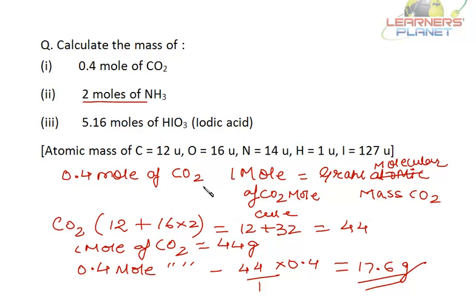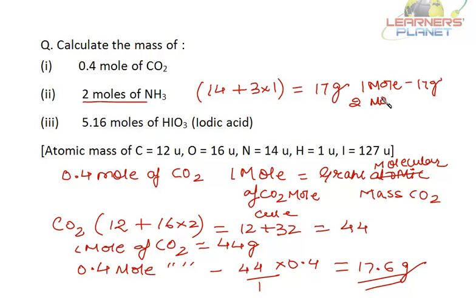What will be the answer? First of all, you'll have to find out the gram molecular mass of 1 mole of ammonia. So how will you find it? This will be 14 plus 3 into 1, and this will give you 17. So it's so simple. 1 mole, the mass is 17 grams, that is gram molecular mass. So 2 moles, the mass will be 34 grams.